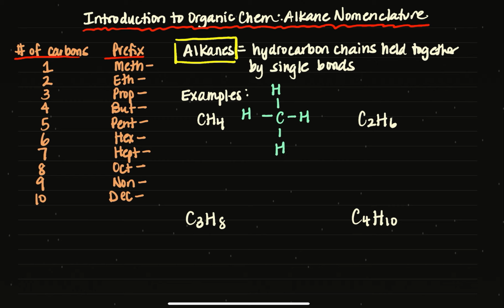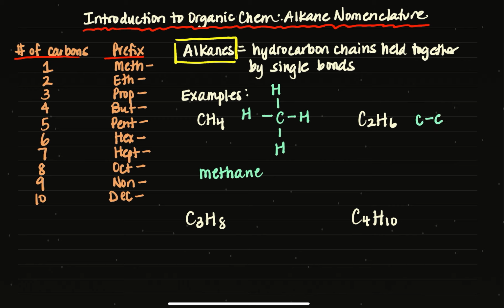So to do the nomenclature for this compound, I'm going to use this little prefix chart that I wrote down on the side. I see that there's one carbon atom in this structure, so that has the prefix meth. And because this is an alkane, so it's all single bonds, it will end with ane, so CH4 is named methane. Let's look at C2H6.